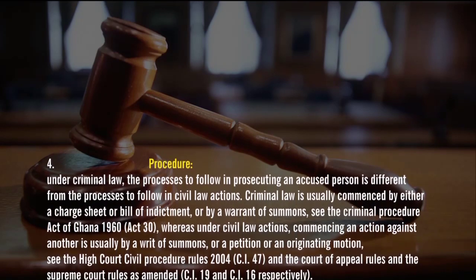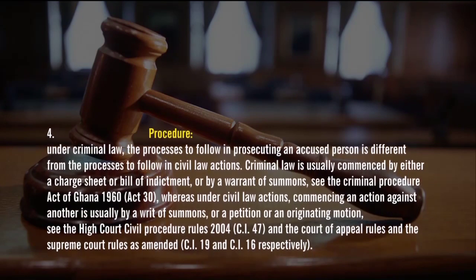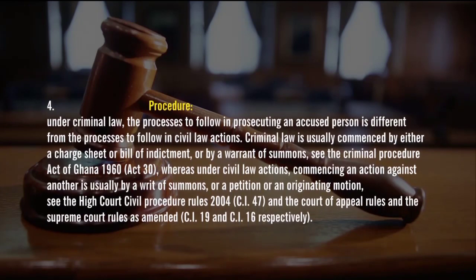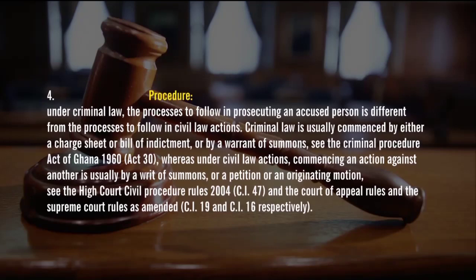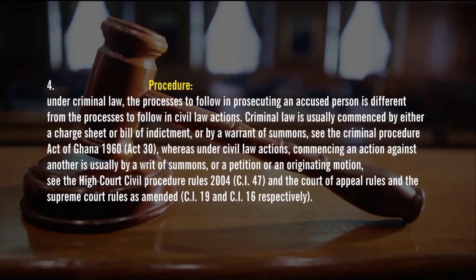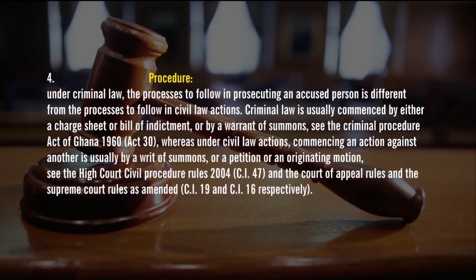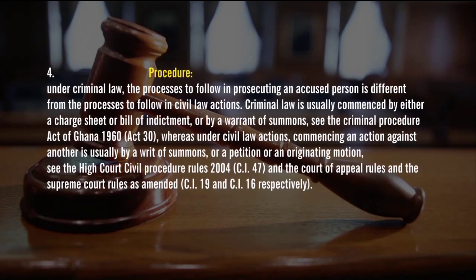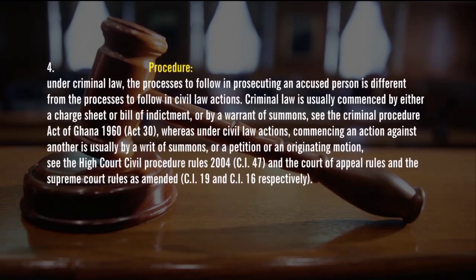Criminal law is usually commenced by either a charge sheet or bill of indictment or by a warrant of summons. See the Criminal Procedure Act of Ghana 1960, Act 30. Whereas under civil law actions, commencing an action against another is usually by a writ of summons, or a petition, or an originating motion. See the High Court Civil Procedure Rules 2004, CI 47, and the Court of Appeal Rules and the Supreme Court Rules as amended, CI 19 and CI 16 respectively.